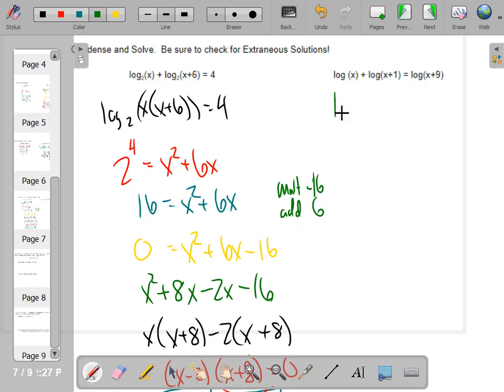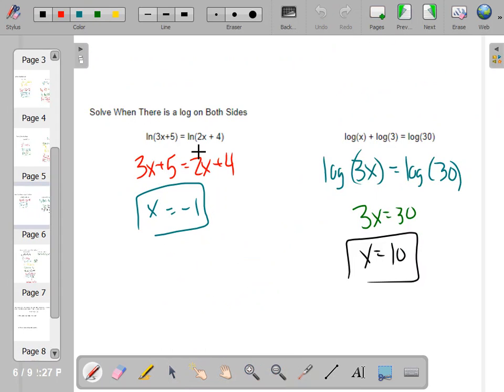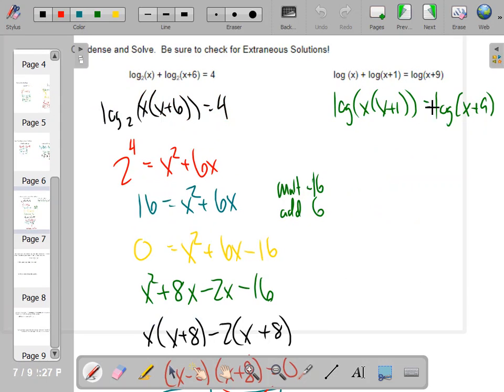We're going to condense it. So x times x plus 1 equals the log of x plus 9. Now this is more like the other ones we did where we had just the log on both sides. We have the log on both sides, so we're just going to ignore the logs and say x squared plus x equals x plus 9. When you collect like terms, you subtract x on both sides, it cancels out, so you have x squared minus 9 equals 0.